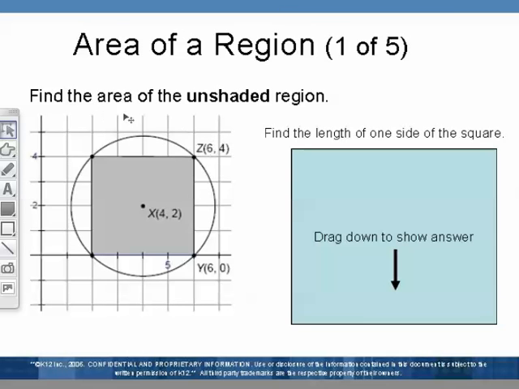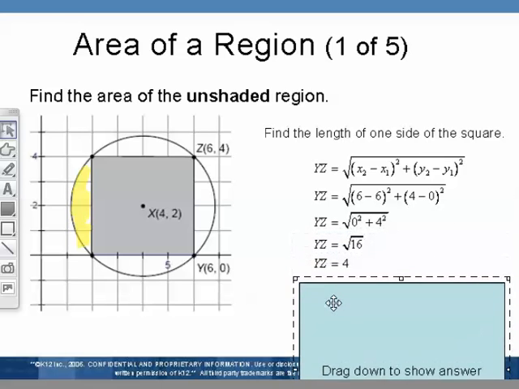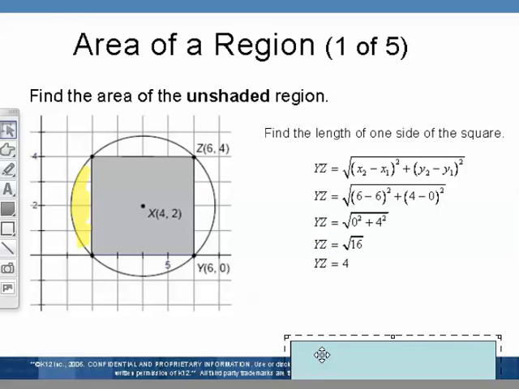How about this one? They say find the area of the unshaded region. Well, this is kind of what we were talking about when we were talking about circles a little bit here. We want this yellow portion out here. How are we going to find that? Well, we're going to have to use the distance formula. How are we going to use the distance formula? Well, we're going to find the distance from Y to Z. And when we find that distance, we find out that it is 4 units.